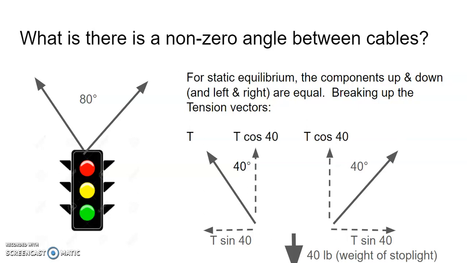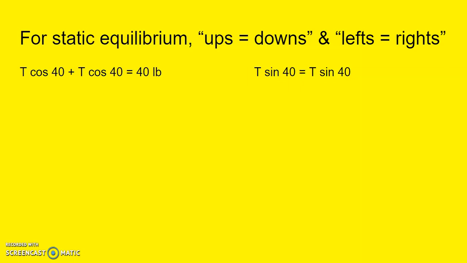And of course, the 40 pounds still acts on the stoplight pulling down. So as far as the stoplight's concerned, it's got two cables pulling up on it and its own weight pulling down on it. So we can solve this actually without too much difficulty. The problem is, of course, that the tensions aren't in the same direction as the weight. That's why we broke them into their components. So for the so-called ups, I've got T cosine 40 for the left cable, that's the component that goes up, and T cosine 40 for the right cable component that goes up. That's ups, and the down is 40 pounds. Now, the left component is T sine 40, and the right component is T sine 40. They're equal to each other, which is great, but not terribly helpful in this problem.